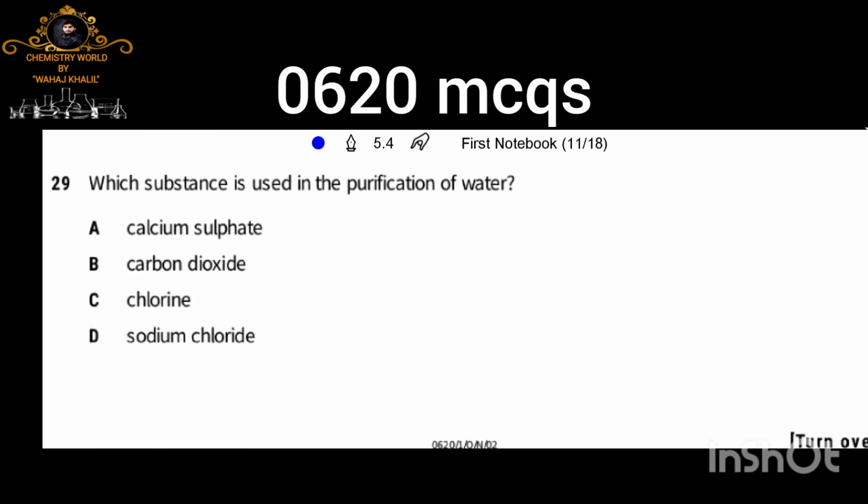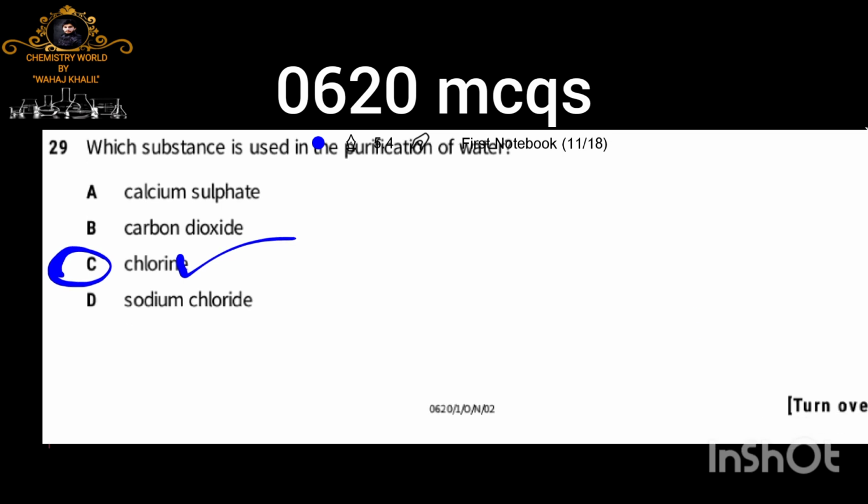Which substance is used in the purification of water? Is it calcium sulfate? Is it carbon dioxide? Is it chlorine? Is it sodium chloride? For the purification of water, as we know, when we go to a swimming pool, a lot of chlorine can irritate our eyes. For the protection of our eyes, we use goggles. So chlorine is the right one. For the purification of water, they add chlorine.